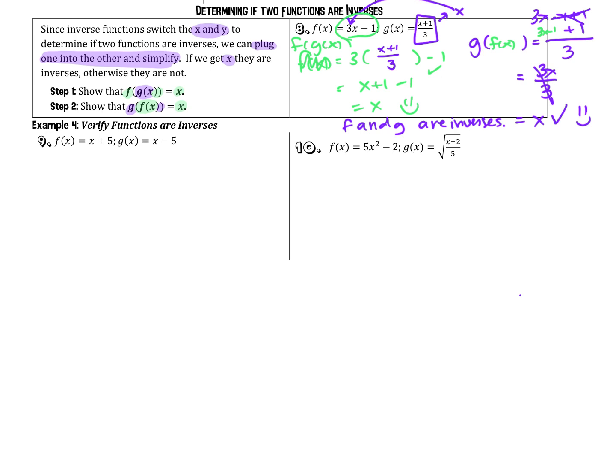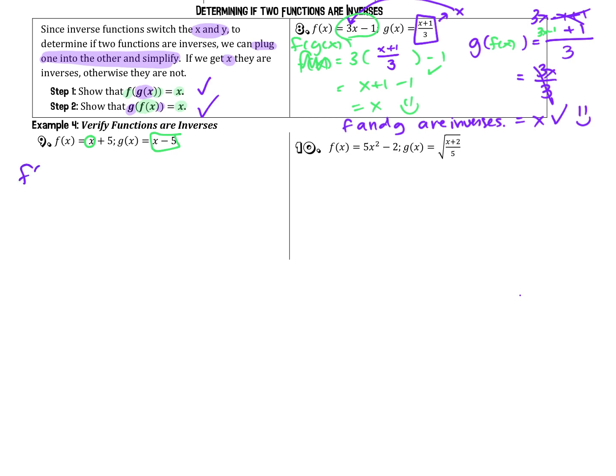So the expectation that I have for you is that you are testing both f of g of x, as it says in step 1, and g of f of x, as it says in step 2. So let's look at number 9 together, and then I'll have you try number 10 on your own. If I want to verify or check whether or not these are inverses, I need to take g of x and substitute that into x in my f function.